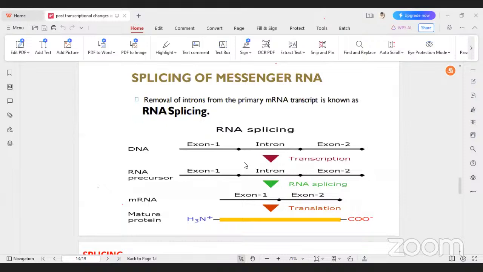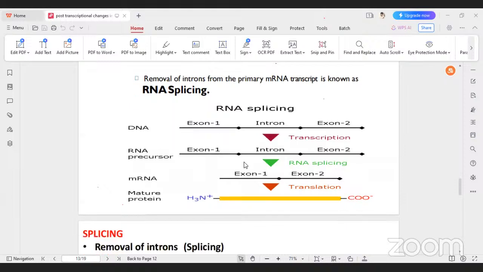Are you able to see the splicing mechanism slide, PPT? Hello? Yes, sir. Is it clear?